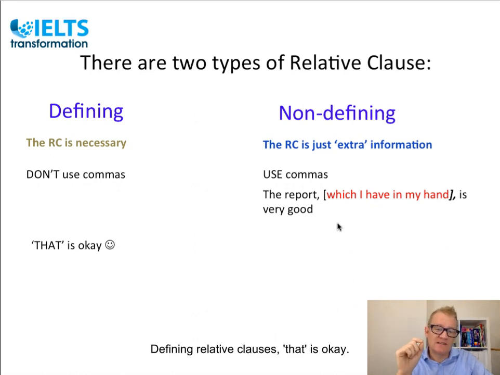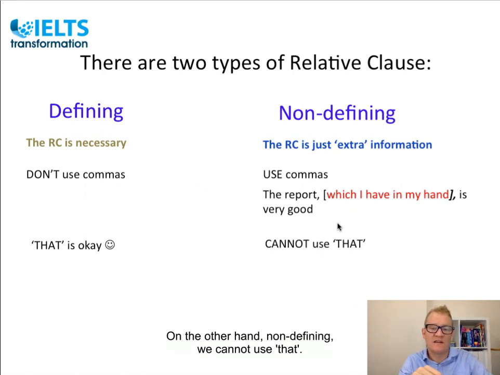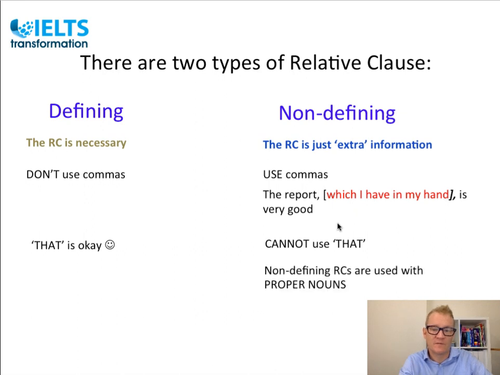Defining relative clauses, that is okay. On the other hand, non-defining, we cannot use that. So if you ask a native speaker, can I use that or which here? Usually they'll give you the right answer, but they don't know why. Well, this is why. Non-defining relative clauses are used with proper nouns. Proper nouns means names.